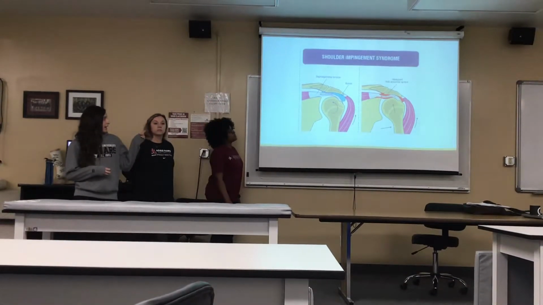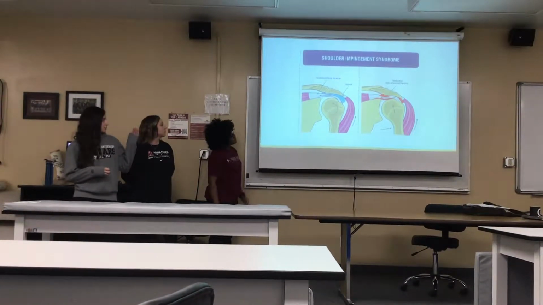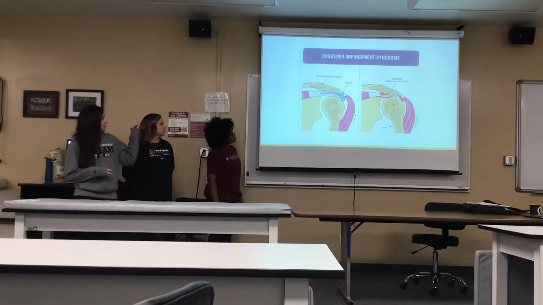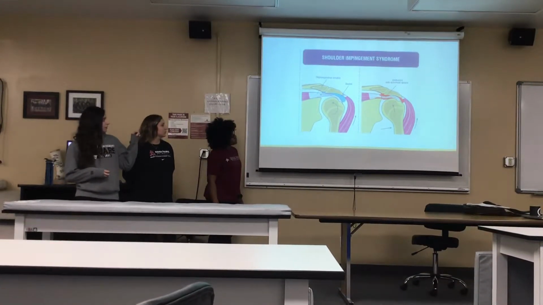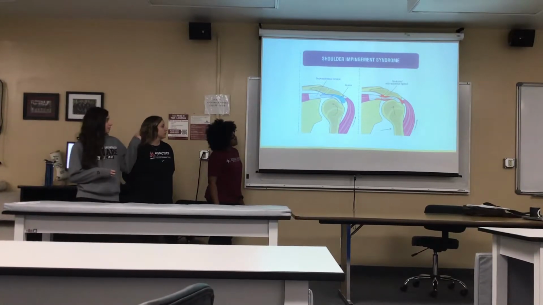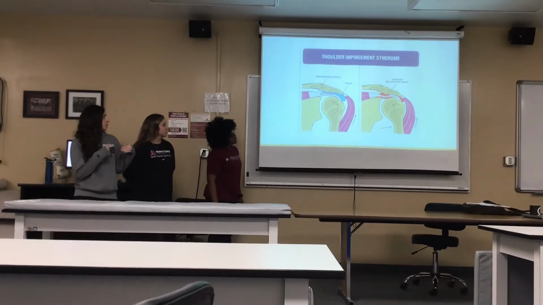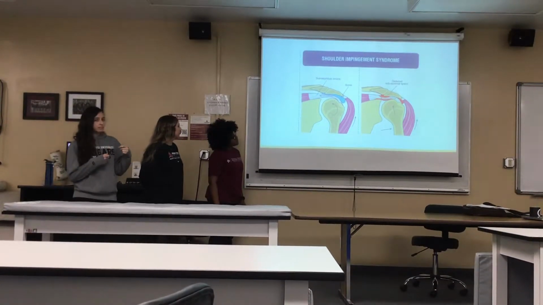This is just a visual to show you what is actually happening in that subacromial space. There's the supraspinatus tendon, the long head of the biceps tendon coming in, and the bursa sits in there as well. If that space is decreased due to any of those reasons, you're going to have that impingement and that pain.